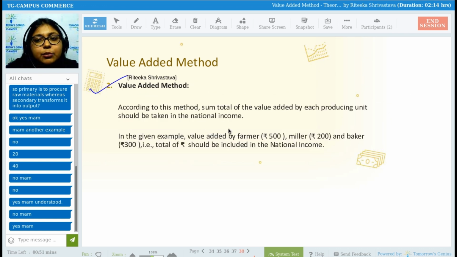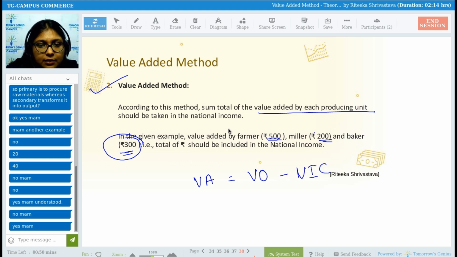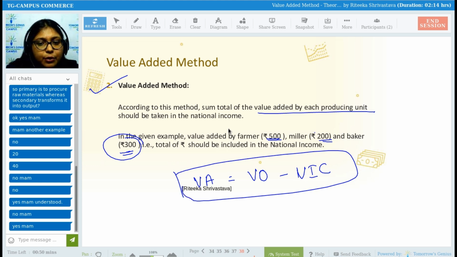Second alternative, value added method. The sum total of value added by each producing unit should be taken in national income. Say suppose the farmer got 500 rupees for selling the bread, and 200 rupees he had to pay to the miller for purchasing flour. So 500 minus 200 is 300, and 300 should be included in the national income. That means which formula? Value added is equal to value of output minus value of intermediate consumption. This formula is called the value added method.